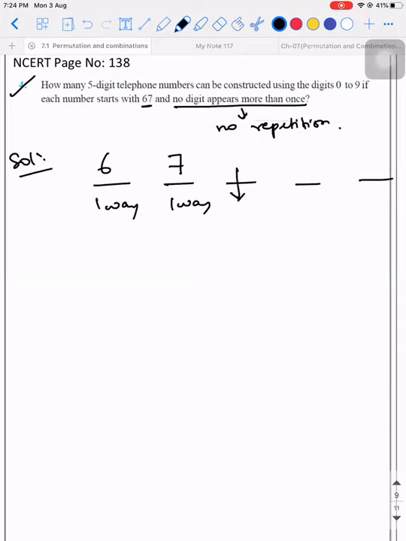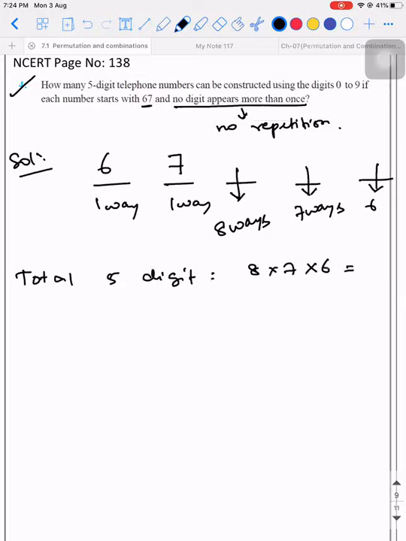Now, this one can be filled in how many ways? 8 ways. This can be filled in 7 ways, and this 6. So what are the total number of 5-digit numbers that are possible? 8 into 7 into 6. How much is it? 56 into 6, 336. So there are 336 such 5-digit telephone numbers possible, which start with 6 and 7.